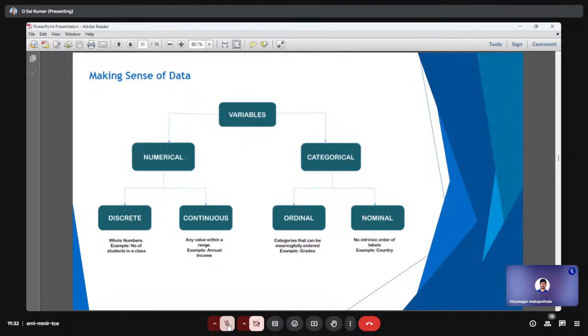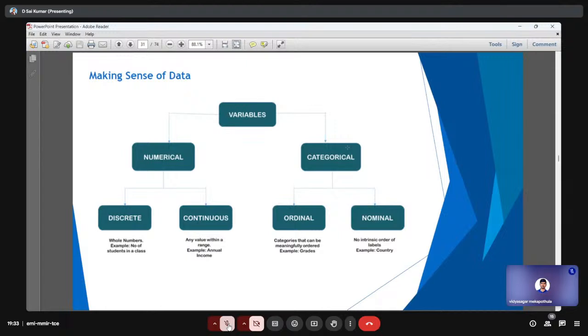Now we'll see the categorization of data. Generally, for the variables we have two basic groups: numerical data and categorical data. Most of the data sets that we collect from any source come in two varieties, either numerical data or categorical data, where the numerical data has the sense of measurement involved in it.